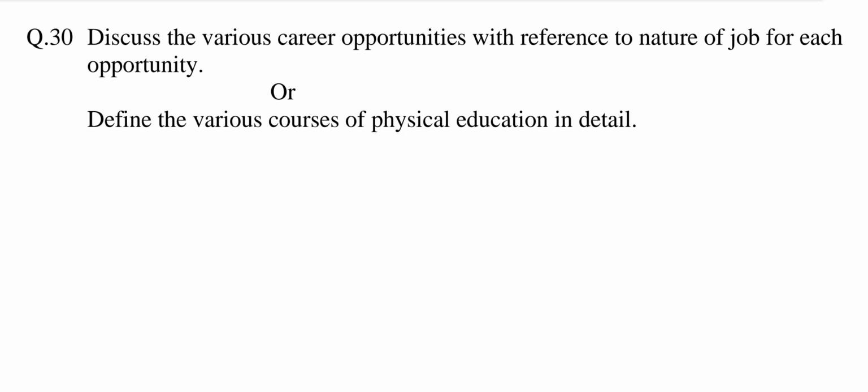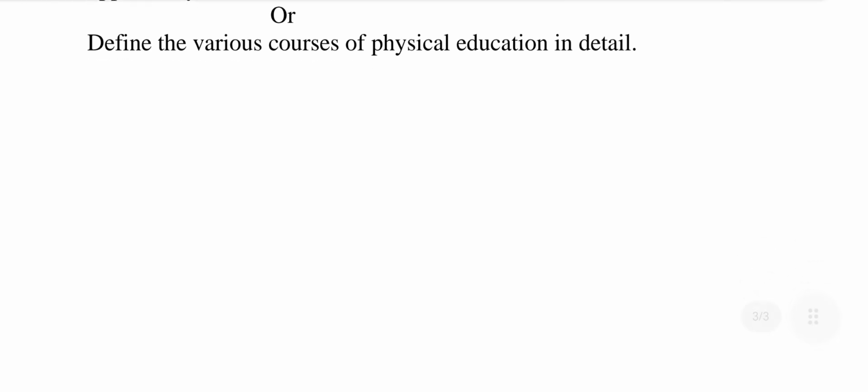Or, define the various courses of physical education in detail. This question is selected from chapter number 4, Career Aspects in Physical Education. The answer may be, courses in physical education are as listed below. Number 1, Certificate in Physical Education after 12th, CPEd. 2, 4 years BPEd degree course after 12th class. Number 3, 2 years DPEd or BPEd course after graduation. 4, master degree in physical education after BPEd or DPEd. 5, PhD in physical education after MPEd.